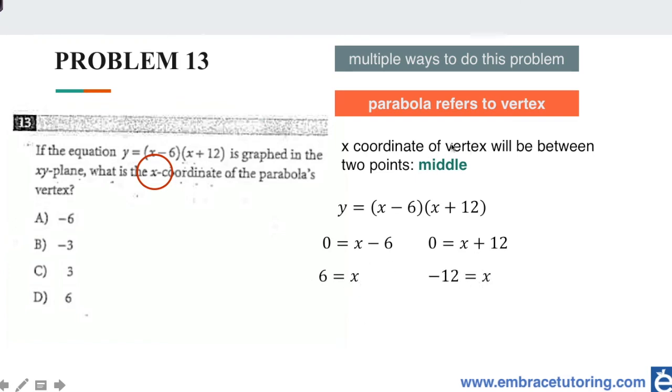But remember, my goal is to figure out what is in the middle, right? My x-coordinate of the vertex of the parabola. So I'm going to add both of these together, my 6 and my negative 12. I'm going to get 6 plus negative 12, which is 6 minus 12, over 2, which gives me negative 6 over 2, which does give me negative 3. So negative 3 is going to be my x-coordinate of the vertex of this parabola. So it does appear as though for question number 13, B is going to be my best answer.